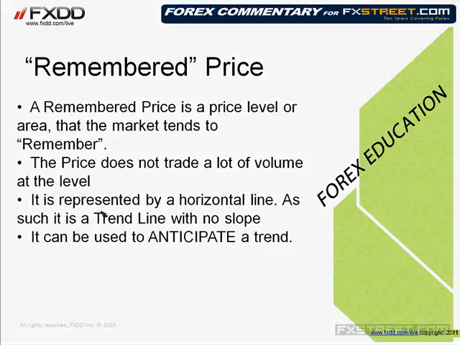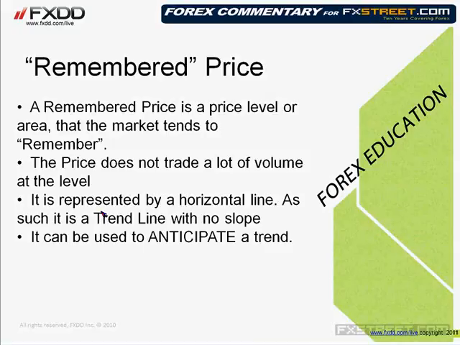Now, there is a special trend line that I call a remembered price. A remembered price is a price level, an actual price level, or it's also an area, that the market tends to, guess what, remember. And I know defining something like remembered price by saying the market remembers is really not the best way to do it. So we are going to look at some examples here. But think of it as a price that the market remembers. The price does not trade a lot, or tends not to trade a lot of volume at that level. It becomes a point of deflection or reflection, and it is represented by a horizontal line.